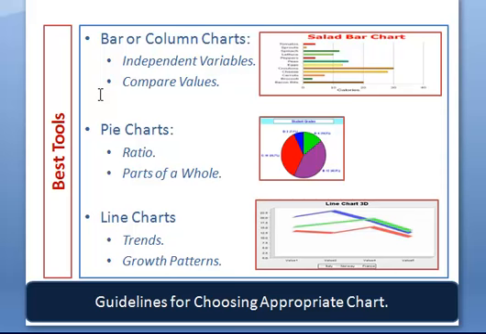Now normally a bar chart or column chart, which you have here, is good when I have independent variables and I'm trying to compare one value to another. Like a salad bar chart where I've got different menu items and I want to compare the volume of each one. Pie charts are used oftentimes when I want to know what percentage of the whole, what ratio this is of the whole. Line charts tend to be very good when I'm trying to show trends or patterns.